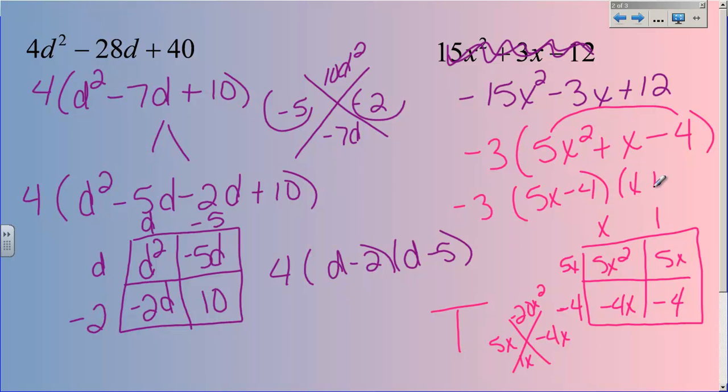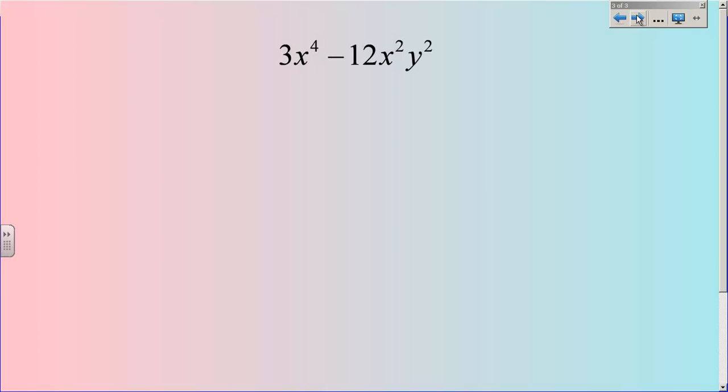The thing to remember is you never ever want to factor a polynomial if the leading coefficient is a negative. If it happens to be a negative, please factor out the negative, then factor what is left. So let's do one last example.